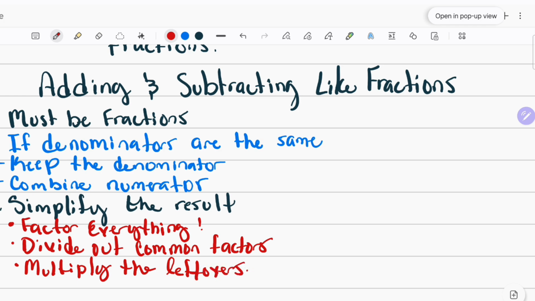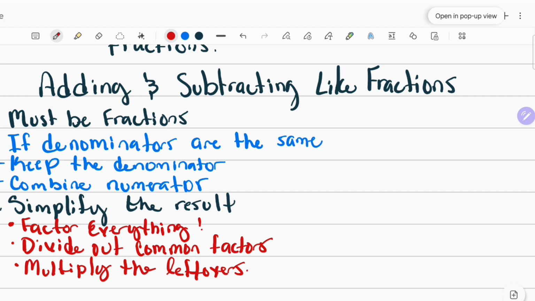Only new step here is step 2. When you're adding and subtracting fractions, you combine the numerators and simplify at the end. When you're multiplying and dividing, you do that at the beginning. That's the whole part. All right?